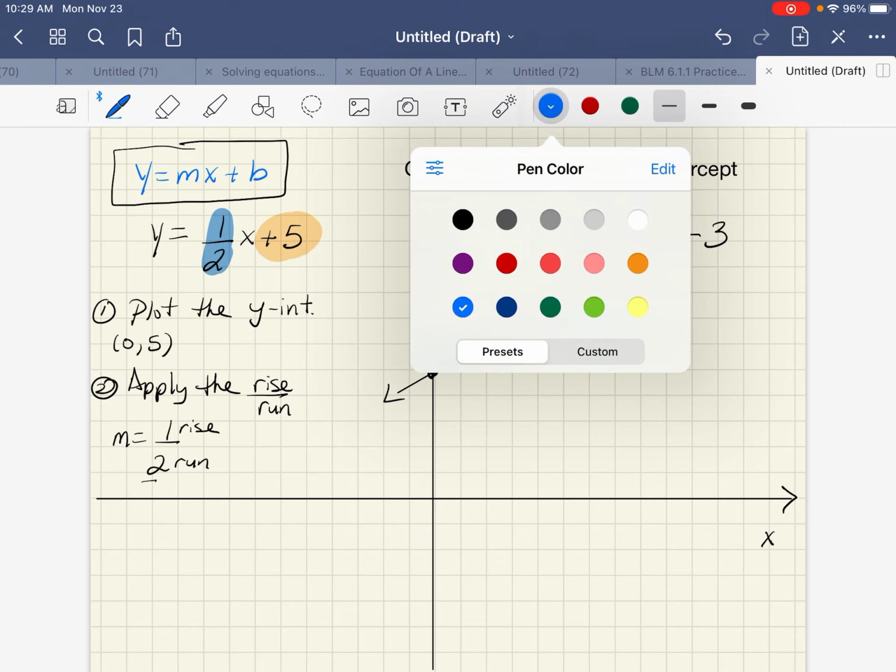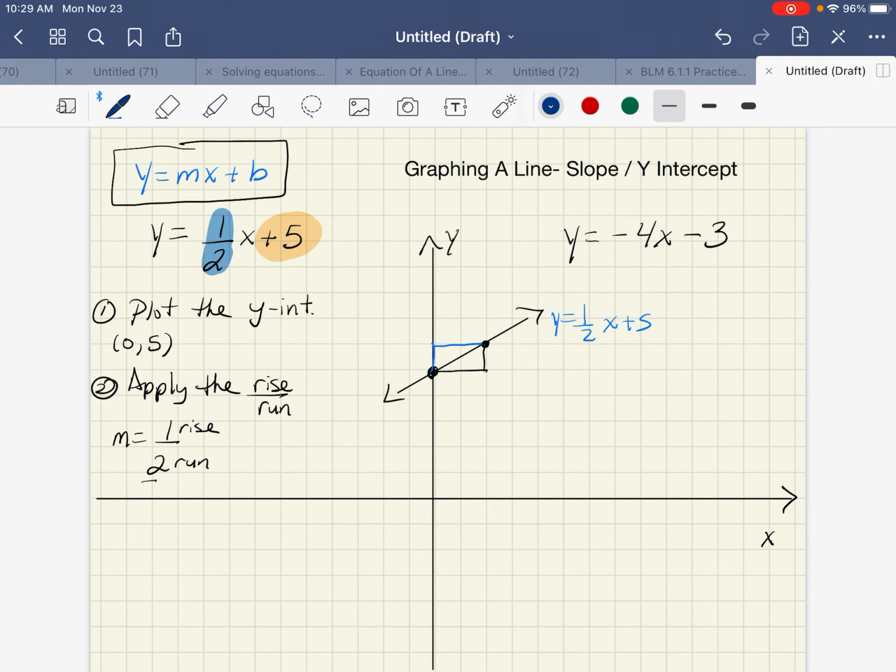So now I'm going to do the next one. I'm just going to change the color here. So the y-intercept is -3. So I know that is the point (0, -3). So that's going to be 1, 2, 3 down here. Now my slope is -4. Now in order to get a rise over run, because it's a whole number, I know I can make that over 1, which means my rise is -4 and my run is 1.